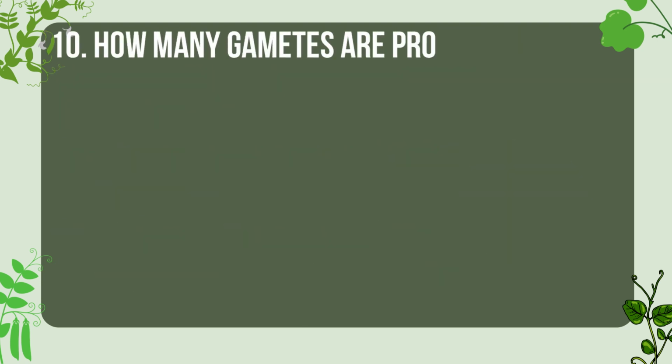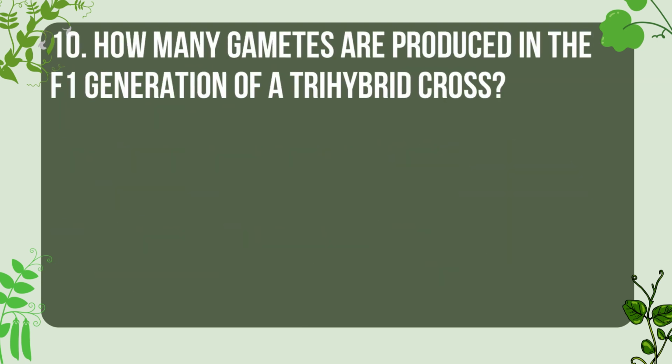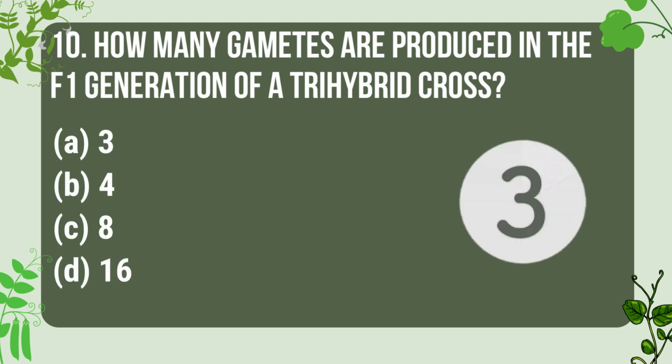How many gametes are produced in the F1 generation of a trihybrid cross? A. 3. B. 4. C. 8. D. 16.